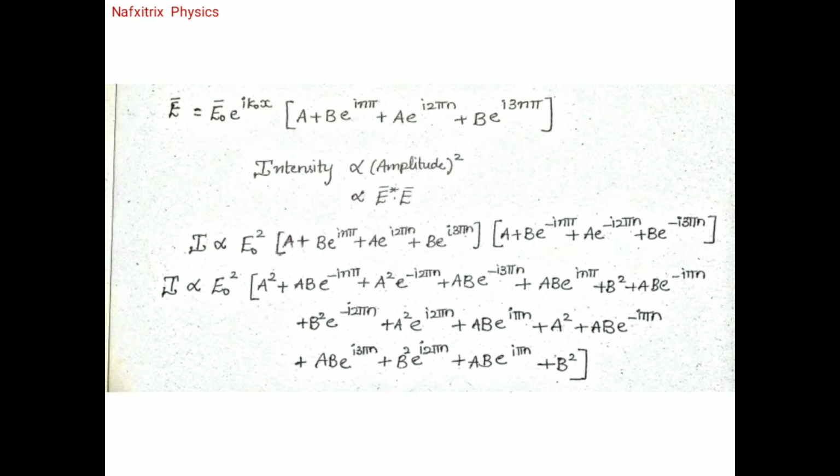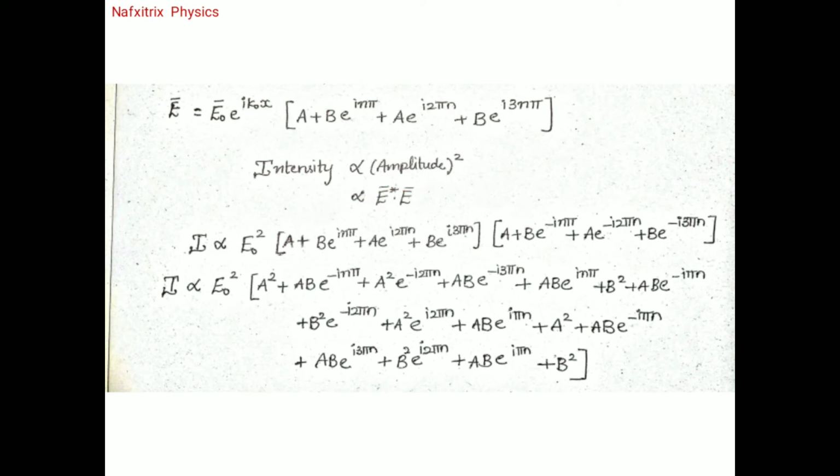Now we just need to multiply all these terms. So we just keep on multiplying. First of all, E naught square is remaining as usual. This a into a is nothing but a square. Like that, this a into b e power minus i n pi is nothing but this term, ab e power minus i n pi.